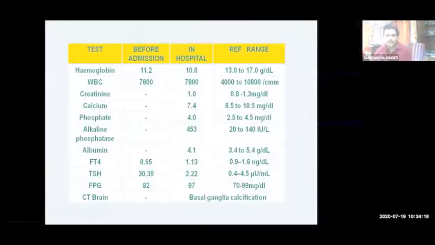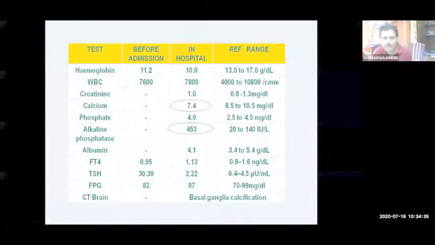And now, when we look into the lab parameters of this patient, she already had some lab reports available with her, which showed that she definitely had hypoparathyroidism, for which she was getting treatment, levothyroxine therapy. And if you look into the lab parameters, you find that there is low calcium and high alkaline phosphatase, indicating possibly we are dealing with a patient with vitamin D deficiency.